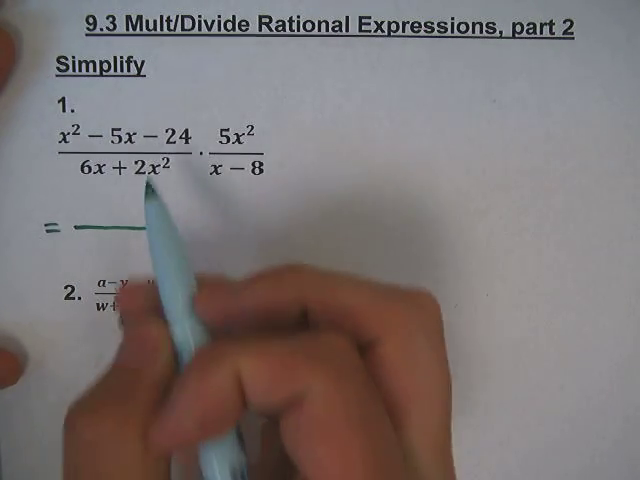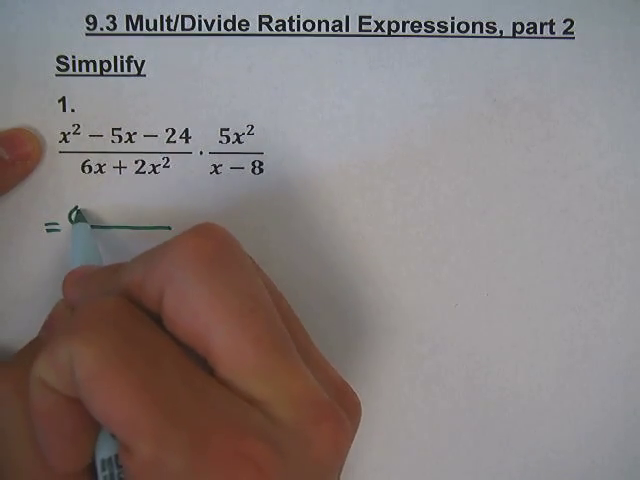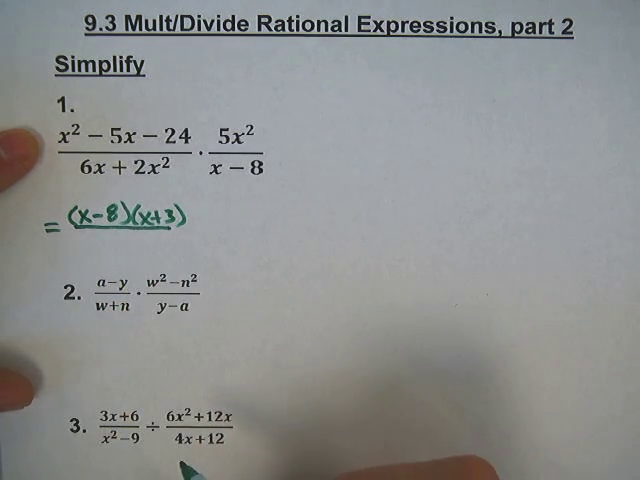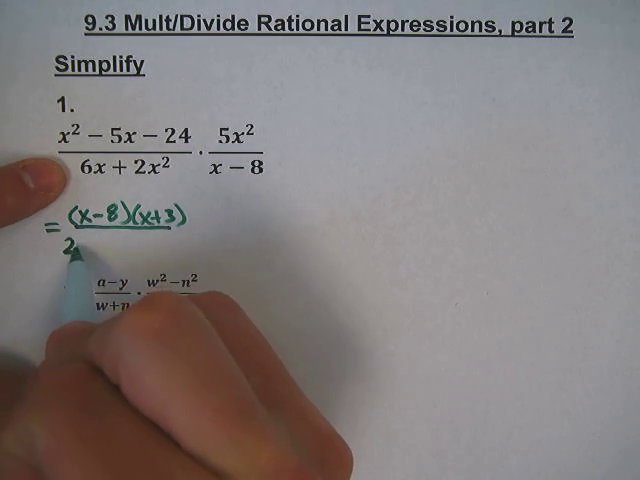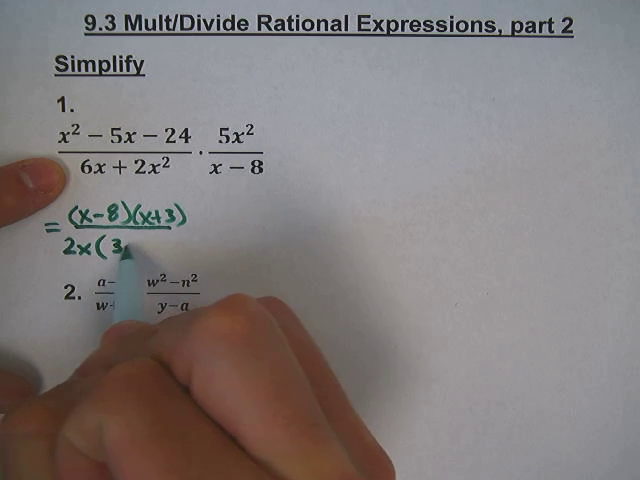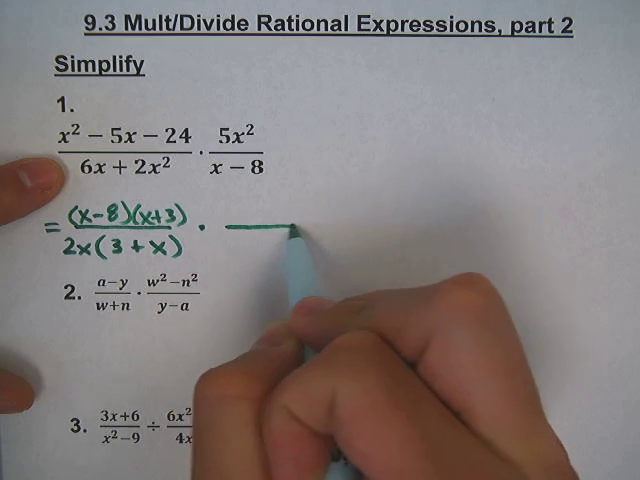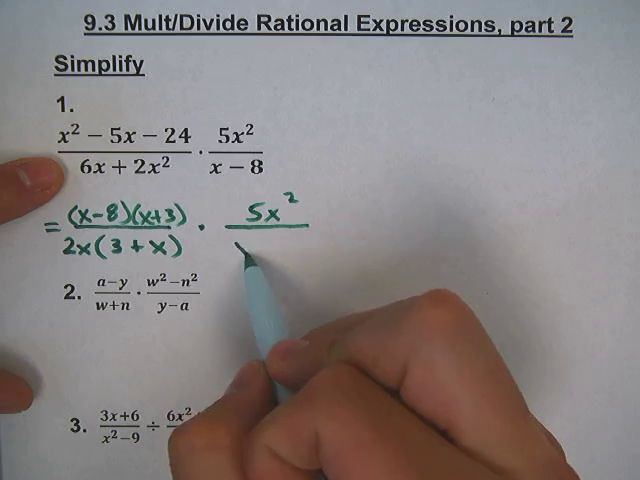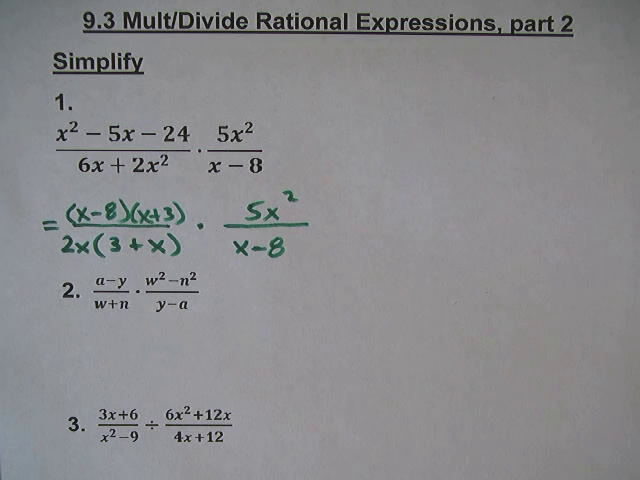Up on top, if we go top to bottom here, I take a look at this and I notice that I can factor that: x minus 8, x plus 3. Now down here on the bottom, looks like I could factor out a monomial of 2x. When I do that, I get 3 plus x times 5x squared, so I'll just leave that. And you can't really do anything with x minus 8, so I'll leave that. So my suggestion is factor everything first, and then take a look at what you have.